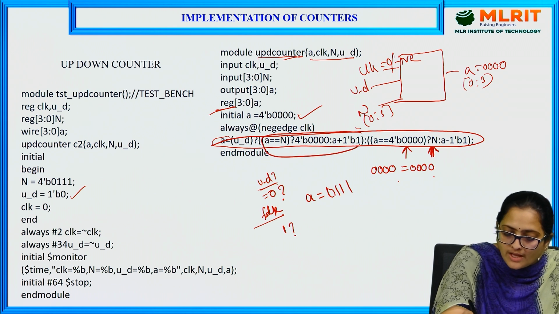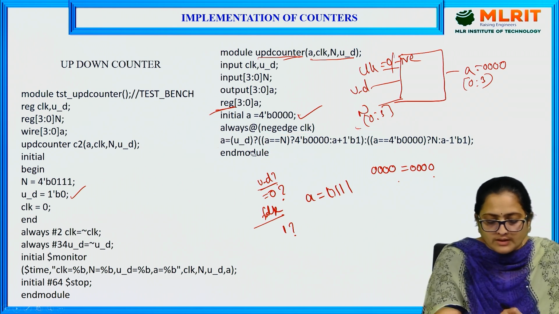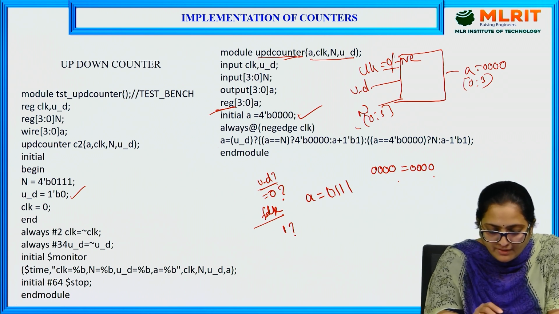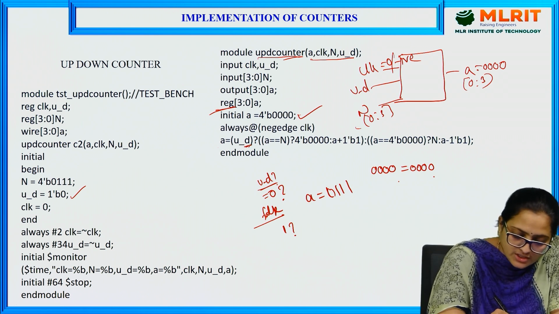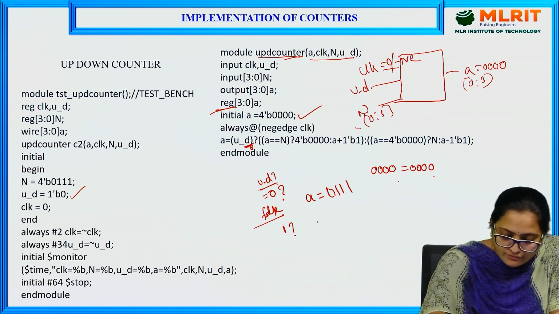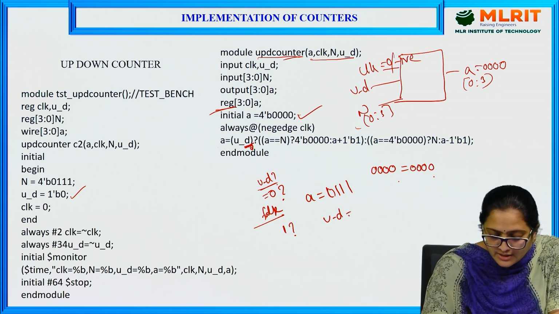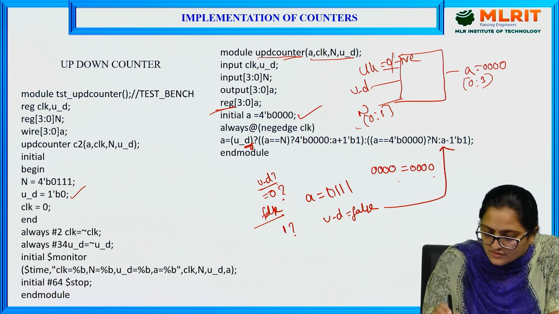Similarly, if U underscore D is given the value of 1, then this particular statement is going to be executed. We can see here that 2 ternary operators have been written. This is a statement, and this is a condition here. First it checks this condition here. If U underscore D is false, then it executes this statement.